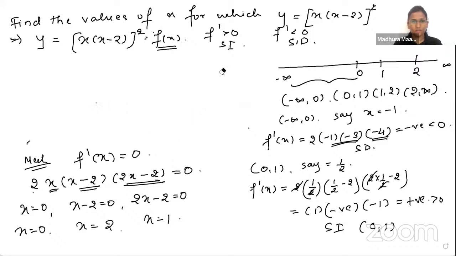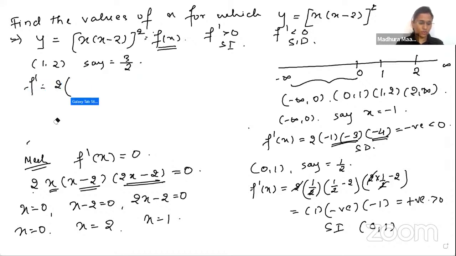What is next one? 1 to 2. Okay. So in 1 to 2, which value can I take? Can I take 1.5? Yes, ma'am. 3 by 2. Okay. So f dash was 2 into x. What did x become? 3 by 2. Then 3 by 2 minus 2.